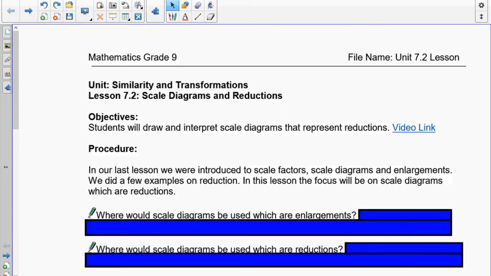Good morning, grade 9s. Today we're going to talk about scale diagrams and reductions. Now, yesterday's lesson 7.1, I introduced a little bit of the reduction to you so you could understand the difference between an enlargement and a reduction. But we're going to focus more on the reductions today.